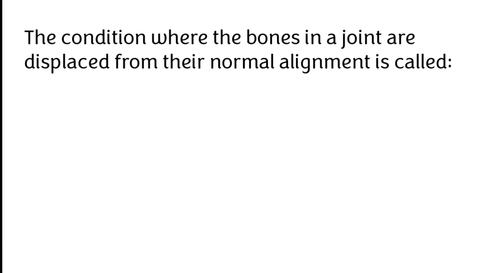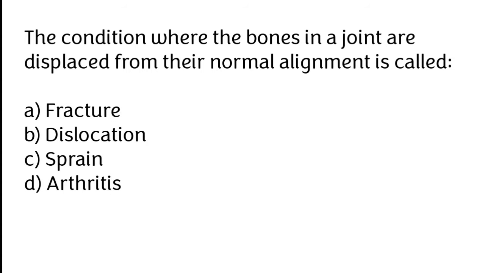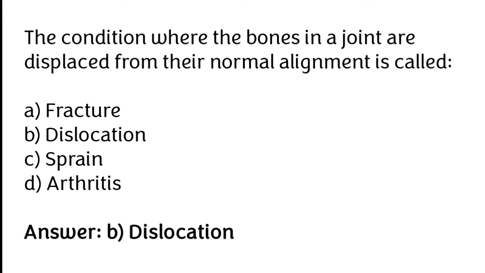The condition where the bones in a joint are displaced from their normal alignment is called fracture, dislocation, sprain, arthritis. The correct answer is option B. The condition where the bones in a joint are displaced from their normal alignment is called dislocation.